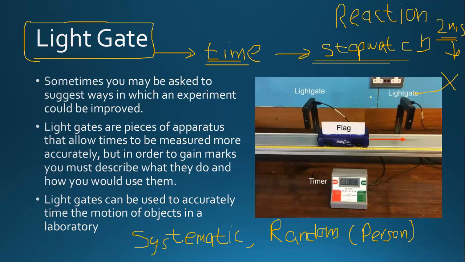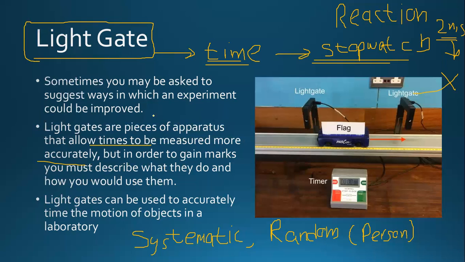So your stopwatch can be started and stopped by each and every person, but the value would be different. Every person's value will come out different. So that is why we use a thing known as a light gate. Light gates are pieces of apparatus that allow times to be measured more accurately, but in order to gain marks, you must describe what they do and how you would use them.